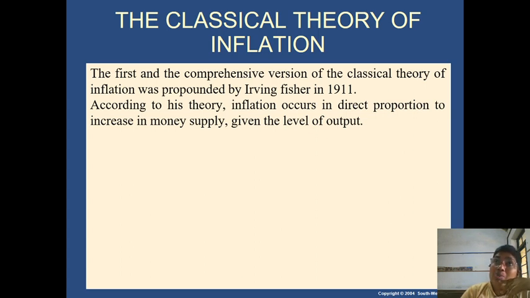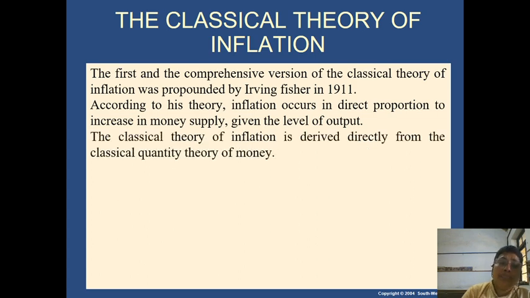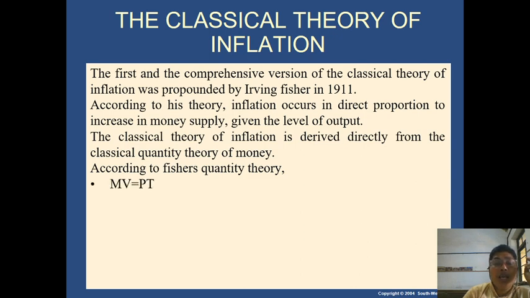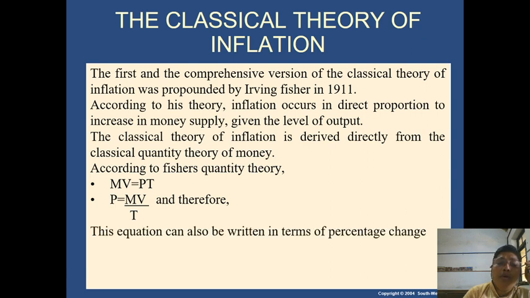I hope you remember that the classical economists say that output remains fixed. There is full employment in the economy. That's why it is given the level of output. So the classical theory of inflation is derived directly from the quantity theory of money. According to Fisher's quantity theory of money, MV is equal to PT. So P is equal to MV by T, and this equation can also be written in other terms. Inflation is based on the quantity theory of money.